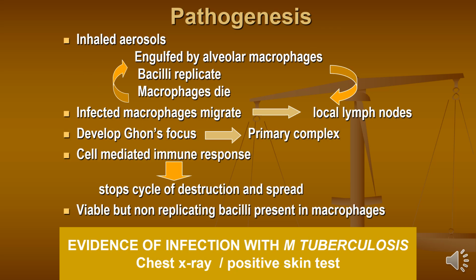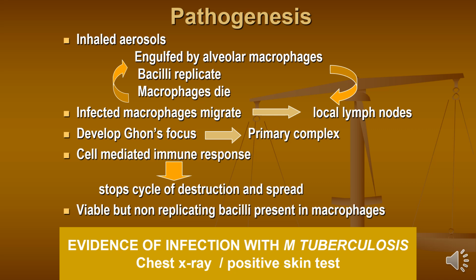So let's talk about the pathogenesis. The inhaled aerosols are engulfed by the alveolar macrophages, and the bacilli replicate and kill the macrophages. The infected macrophages migrate to the lymph nodes. This area is called the Ghon's focus, which is known as the primary complex. The cell-mediated immune response here stops the cycle of destruction and spread. Here the bacteria are viable but not replicating inside the macrophages.